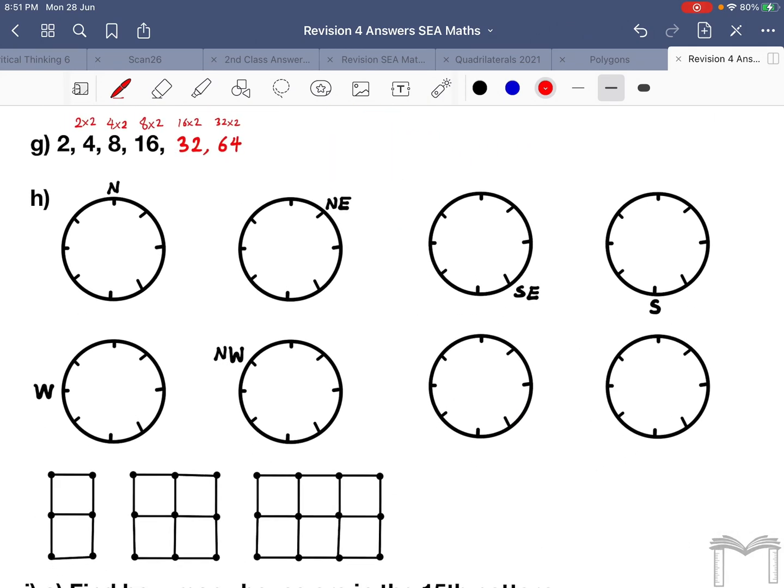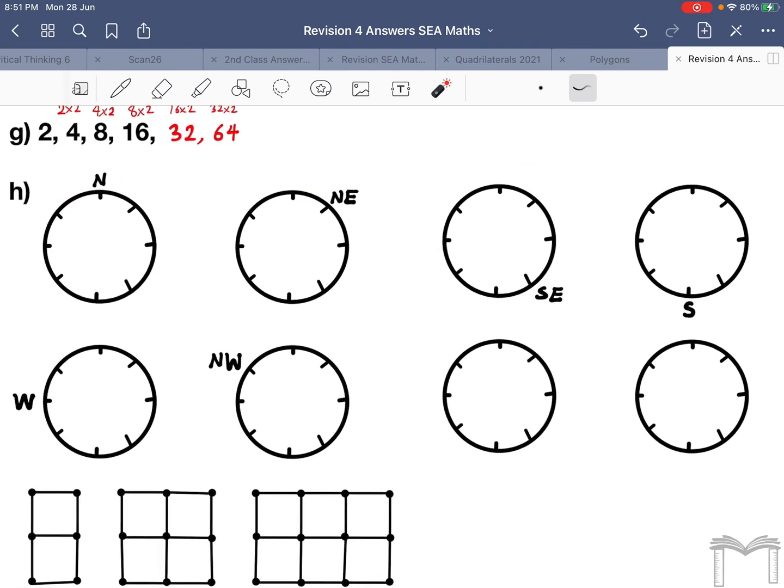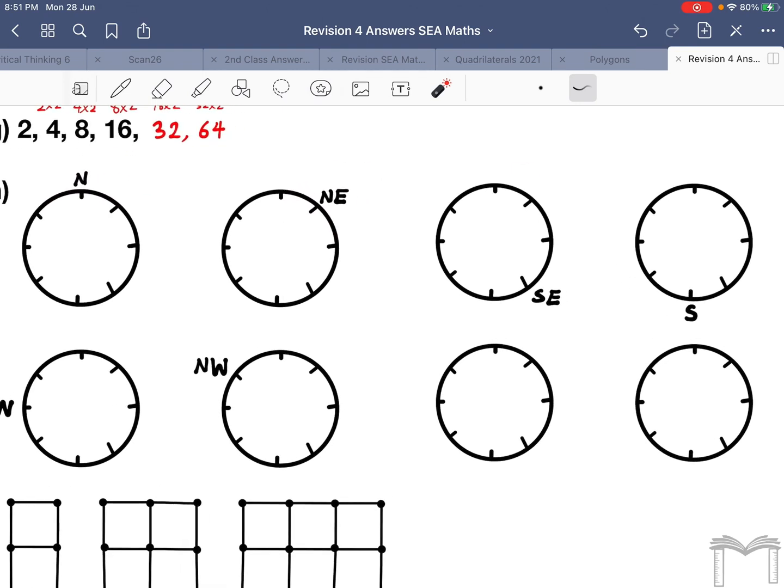So here we have some circles with some cardinal points. North, northeast. So we can see we turn clockwise by half of a quarter turn, or 1/8 turn. Then we went from northeast to southeast, so that's a quarter turn. And then from southeast to south, so that's 1/8 of a turn.